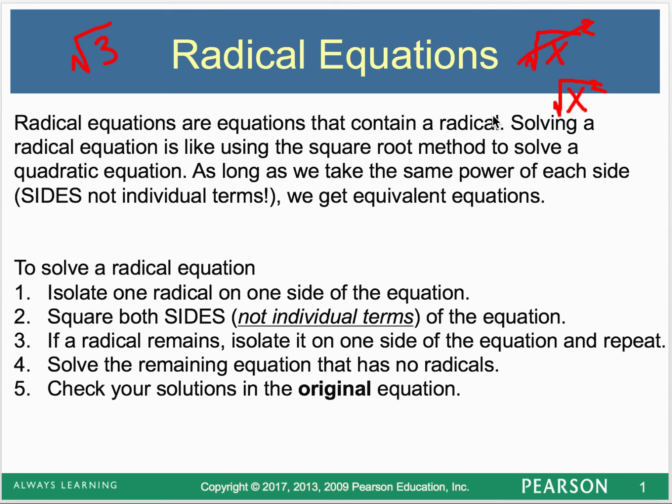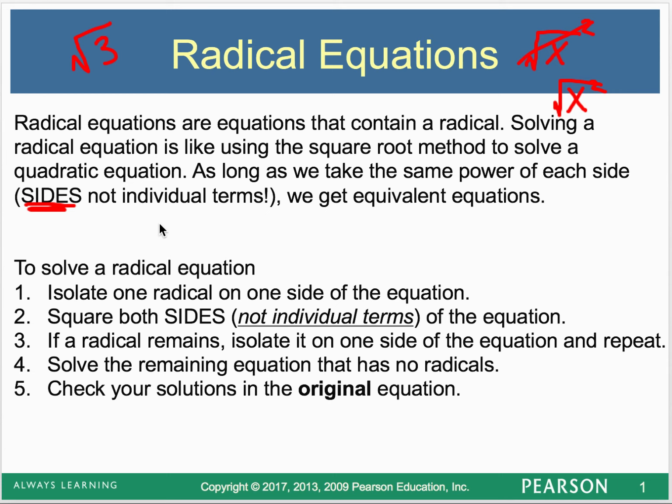Now, a couple of things to remember though. We have to square sides, not individual terms. So just like when we were doing the square root method with quadratics, the first step is to isolate the radical part. Everything else needs to be on the other side of the equal sign. Then we're going to square both sides of the equation, not individual terms.